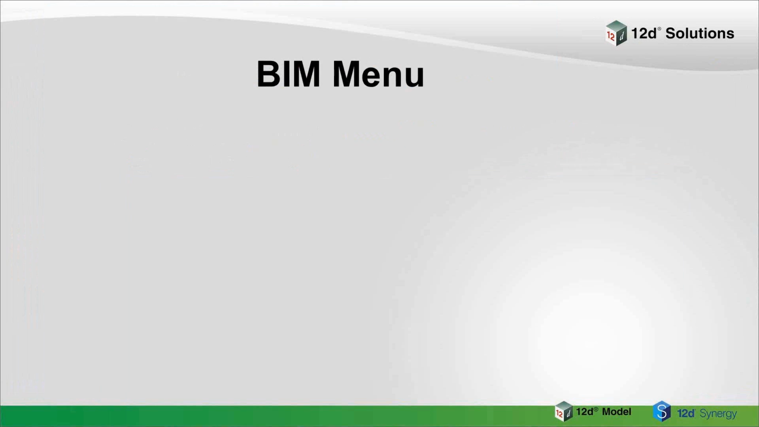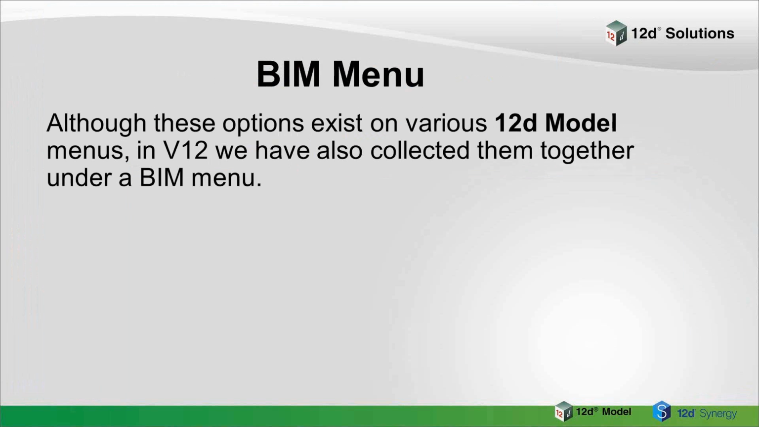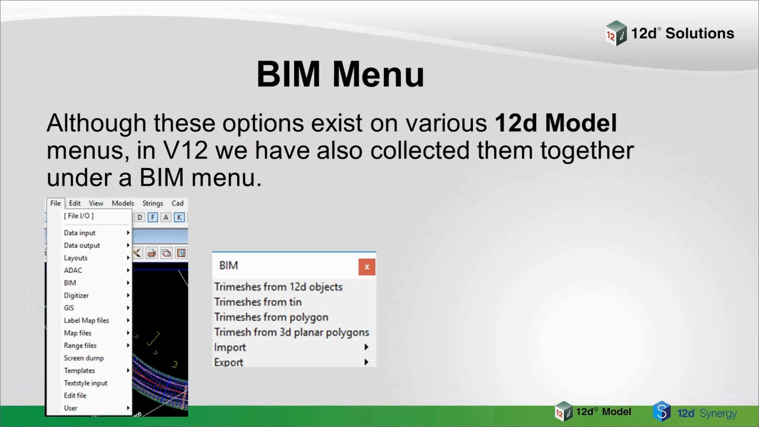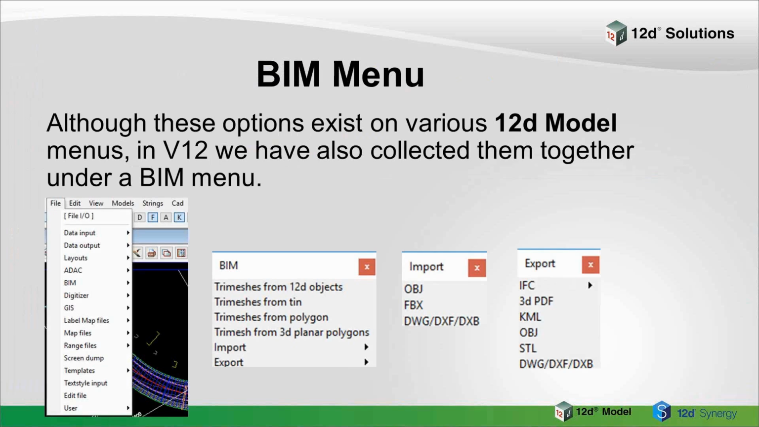These options were scattered around different places, so we've now added in a BIM menu. There's one under File I/O, and it's got the various things for turning objects into trimeshes, and also some import and export, and we'll just add to that as we find more BIM applications and what they need.